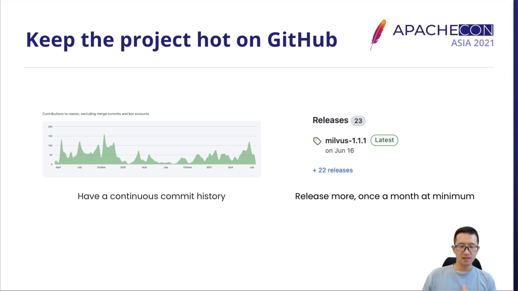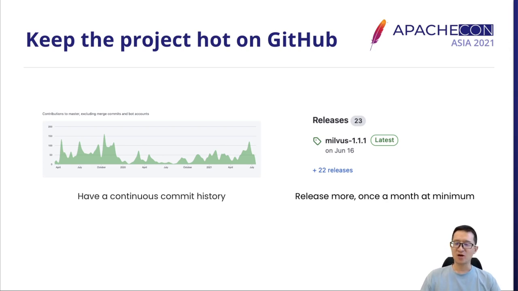So I think a continuous commit history shows the health and the potential of an open source project. Another thing is to release more often, at least once a month, at minimum. We have been open source for almost 2 years, and we have made 23 releases, once a month. But actually, this is not enough. Some very popular Python open source projects, 2 years after open sourcing, have already made over 500 releases. Release frequency is also a very good indicator of how active an open source project is.